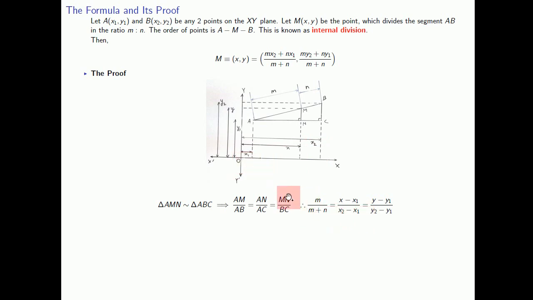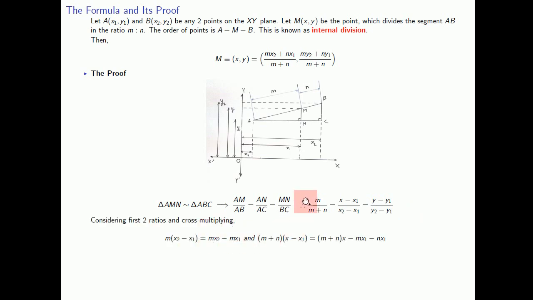Same applies to segment MN, whose length is equal to the y coordinate of M minus the y coordinate of N, which will be y minus y1. And for segment BC, the length will be y2 minus y1. So we have got three ratios which are equal in magnitude.